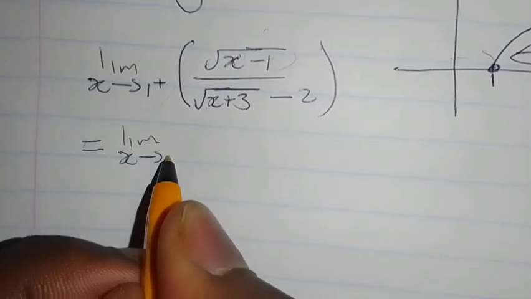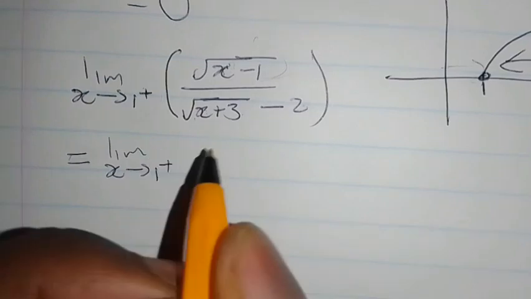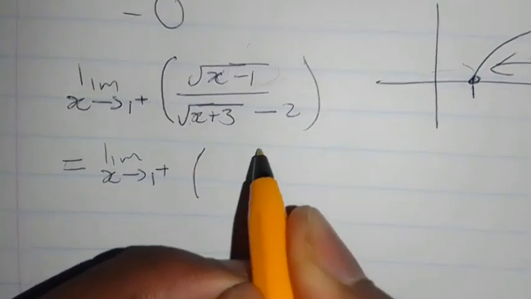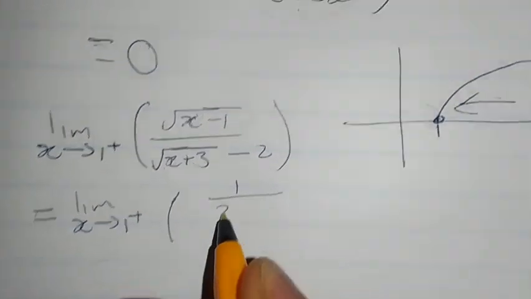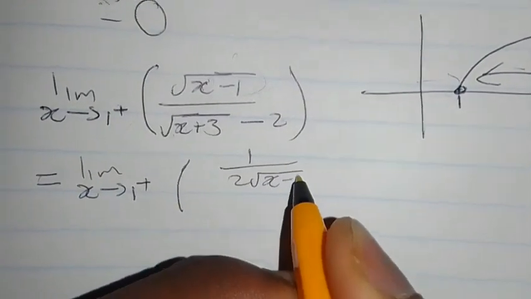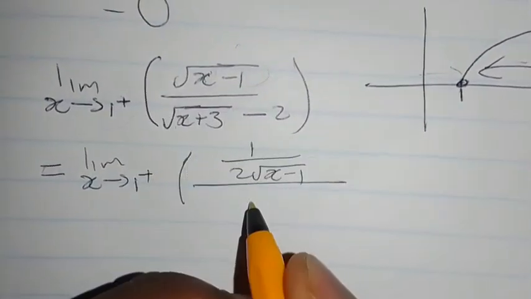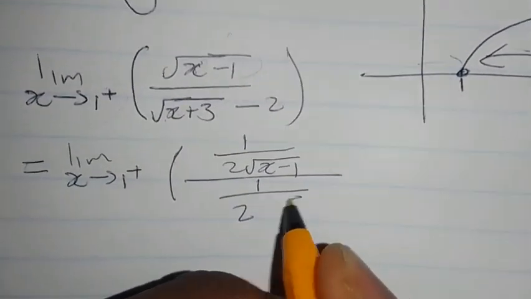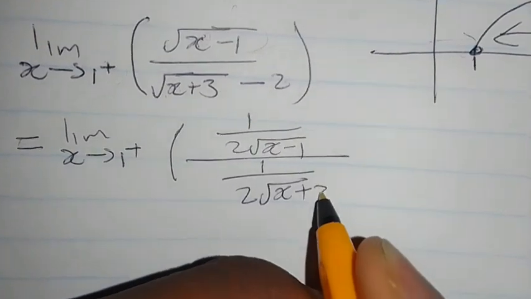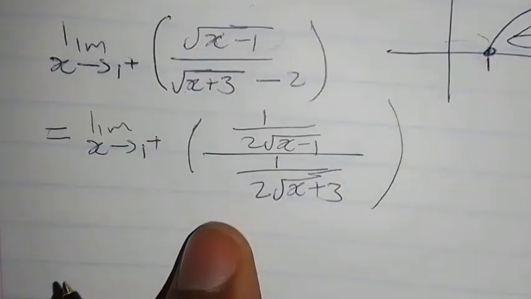So you have the limit as x approaches 1 from the right, and then you differentiate the numerator, which is going to have the derivative of the inside, which is 1, and you divide by 2 the square root of what's inside. Then you differentiate the denominator, which is just the derivative of the inside, which is 1, divided by 2 the square root of x plus 3. So that's when you differentiate that.